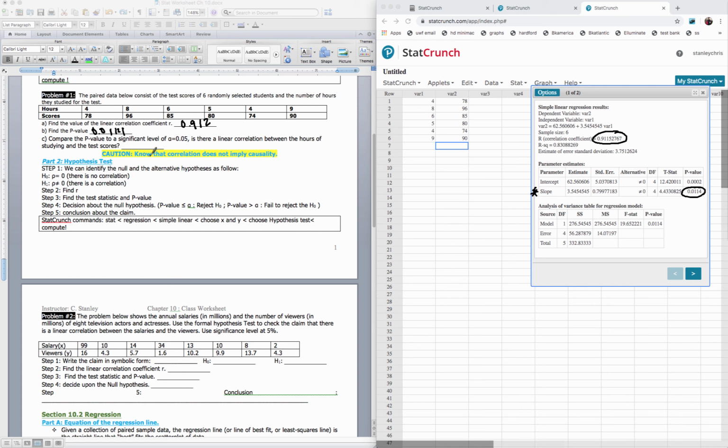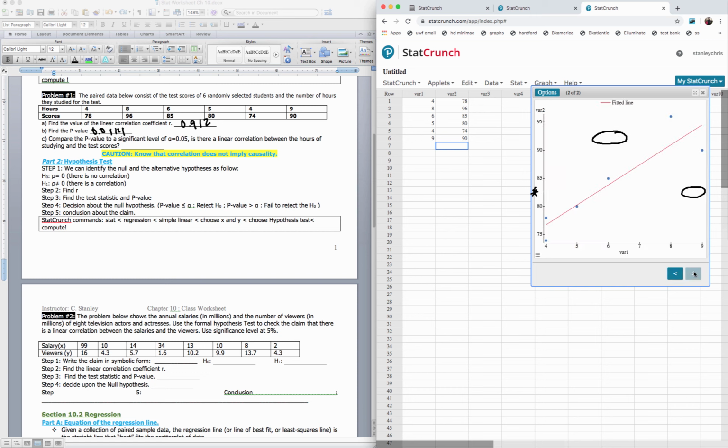Is there a linear association? Okay, so what I'm going to do is take a quick look at what the graph looks like, and you could just tell what the graph looks like right here. There you go. So you can see it does kind of trend upward. It trends upward and it's pretty linear. So we're going to say yes, there's an association.